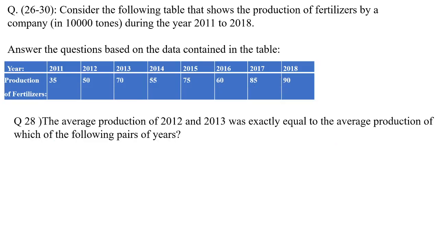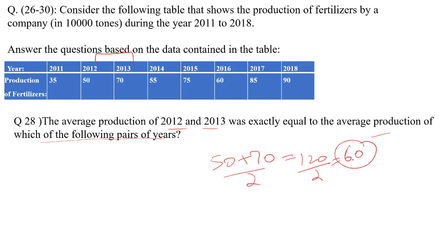Next, the average production of 2012 and 2013 was exactly equal to the average production of which of the pairs of years? So for 2012 and 2013, first we have to see this: 50 plus 70 by 2 gives you 120 by 2, that is 60. Now we have to check which pair has the same average of 60.